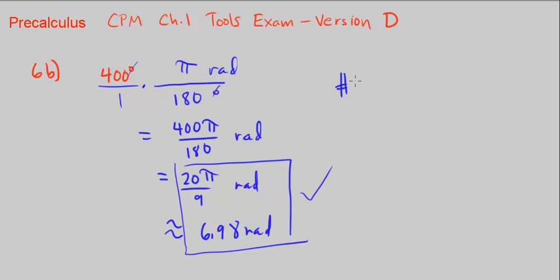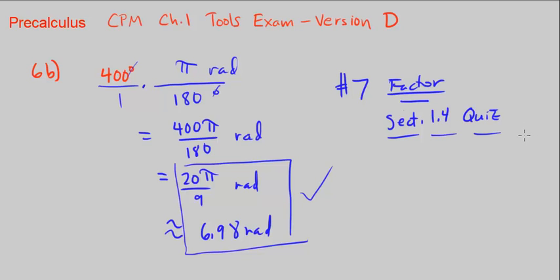Okay. Number 7. Number 7, we're asked to factor. And this was exactly the problem taken from section 1.4 quiz on the unit circle. So this is the exact problem from section 1.4 quiz, which has a video all on its own. So you can review that video to do number 7 if you got it wrong or you have any questions. Okay, so this ends the Precalculus CPM Chapter 1 Tools Exam review of version D of the exam.